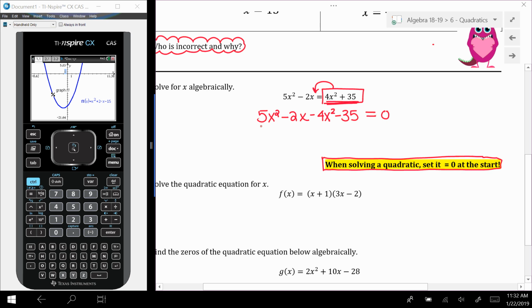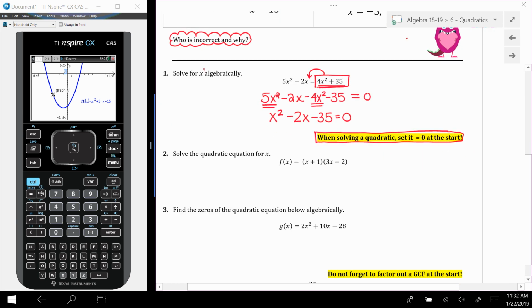So the next thing I need to do when solving this quadratic is just combining like terms. We've done this a bunch of times. 5x squared minus 4x squared is x squared minus 2x minus 35, and that is equal to 0. It is important, guys, when you get a question that you read how they want you to solve it. Notice how it says algebraically. Ways you can solve algebraically would be pretty much factoring right now. That's all we know. We're going to learn a lot of different ways to solve quadratics algebraically, but for now, factoring is what we need to do.